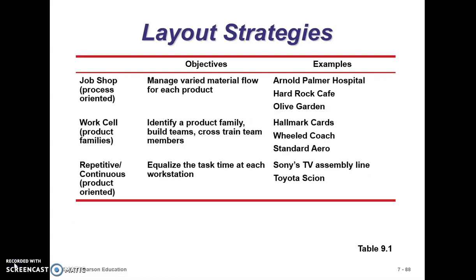Process oriented layout, or we call it job shop. So we want to manage a varied material flow for each of the products. So normally it is close to the service sectors. Okay, for work cell, we want to identify the product family, build the cell, cross-train workers and team members, and for repetitive or product-oriented layout, we want to equalize the task at each work station. This is more on factories or assembly lines.